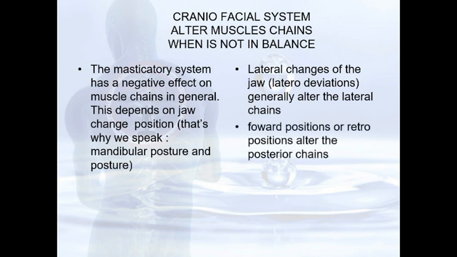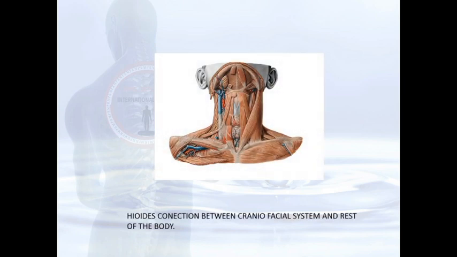And the forward or retro positions alter the posterior chain, mainly when we have the retroposition with the loss of the vertical dimension, the height of the lower face. That is very important when we talk about rehabilitation.